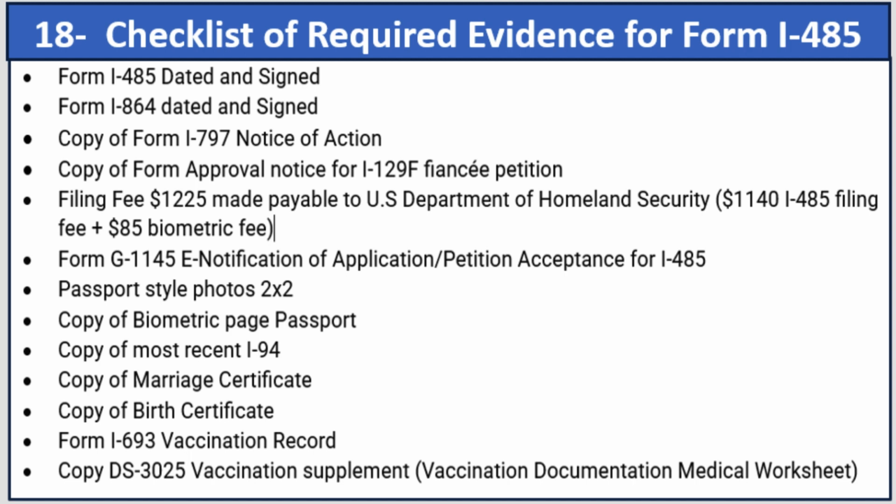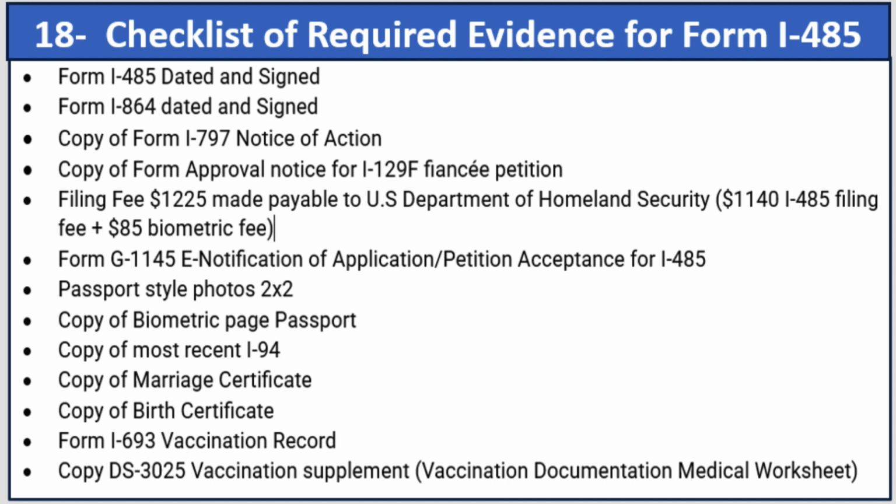Please, if you use a check, do not use abbreviations. You must write U.S. Department of Homeland Security. And if you use a cashier's check, it's the same. Do not write abbreviations. Use the U.S. Department of Homeland Security. Also, you need Form G-1145, notification of application. It's good to have it because you will receive updates about your application from USCIS. You need a passport-style photo, 2x2 with a white background.